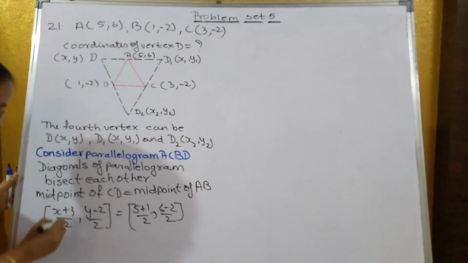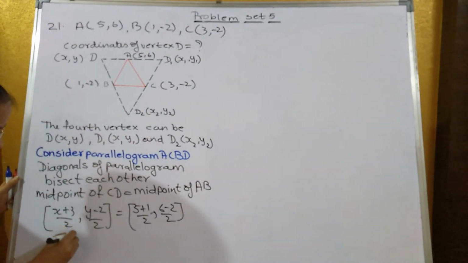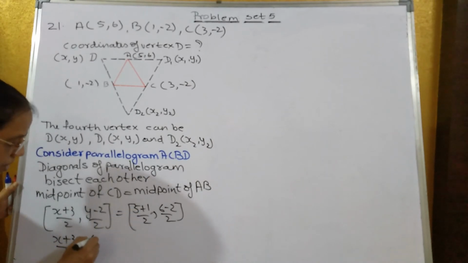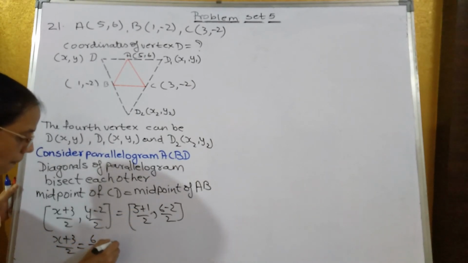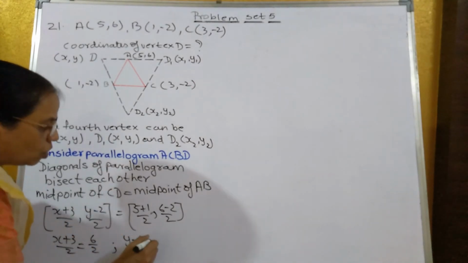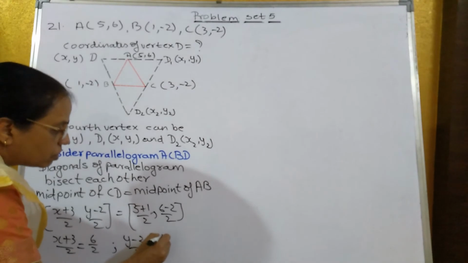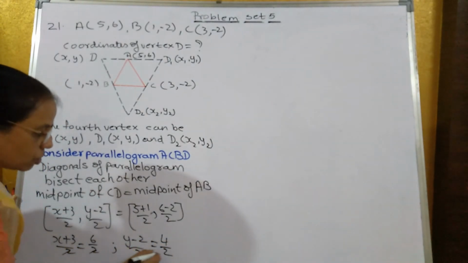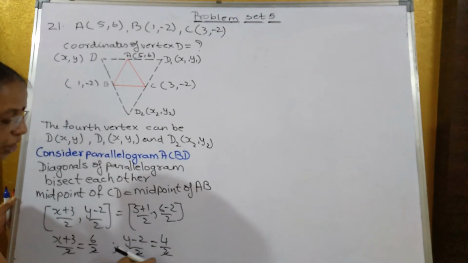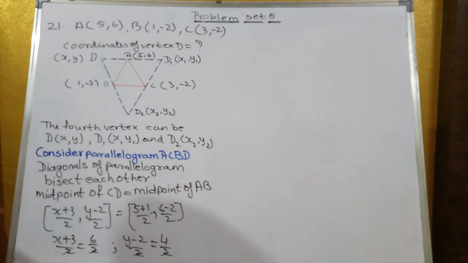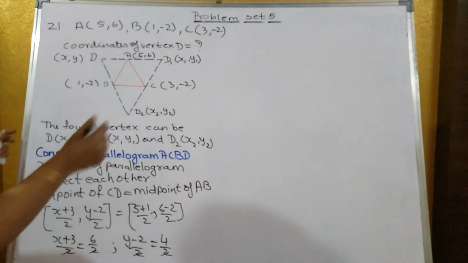So (x plus 3) upon 2 should be equal to 5 plus 1, that is how much? 6 upon 2, and (y minus 2) upon 2 should be equal to 6 minus 2, which is how much? 4 upon 2. Now this 2 and 2 will get cancelled, and this 2 and 2 will get cancelled because it's in the denominator on the left hand side and the right hand side. Therefore 2 will get cancelled. So x plus 3 is equal to 6.